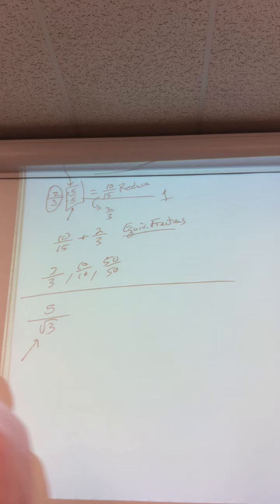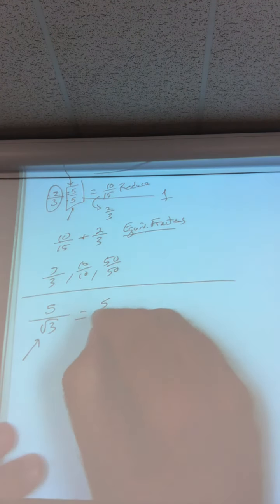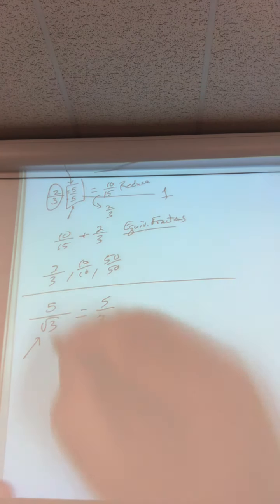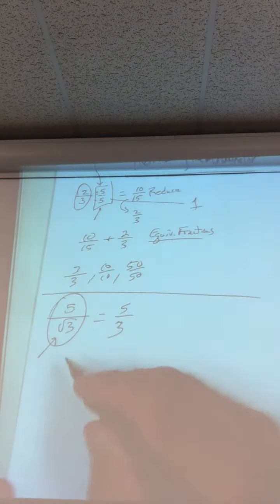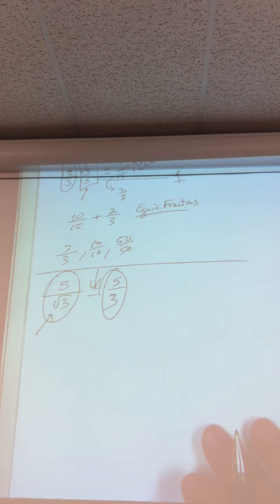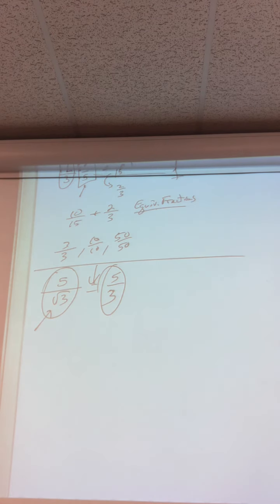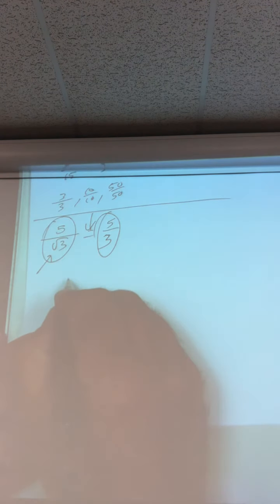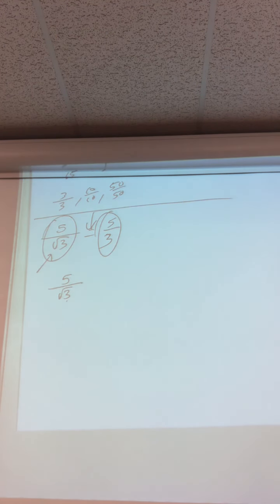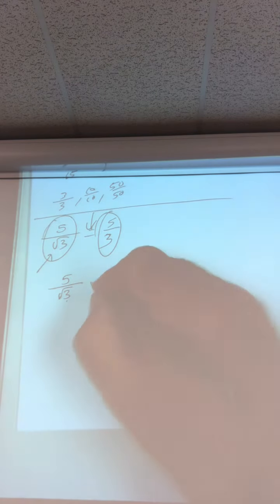Now, first of all, you can't just throw it away. You can't just say, okay, I don't like that square root there, so I'm going to just change it to 5/3. Because if you take your calculator, this is not equal to that right there. So what I have to do is something mathematical to get rid of this. Well, what did we just learn about any fraction?